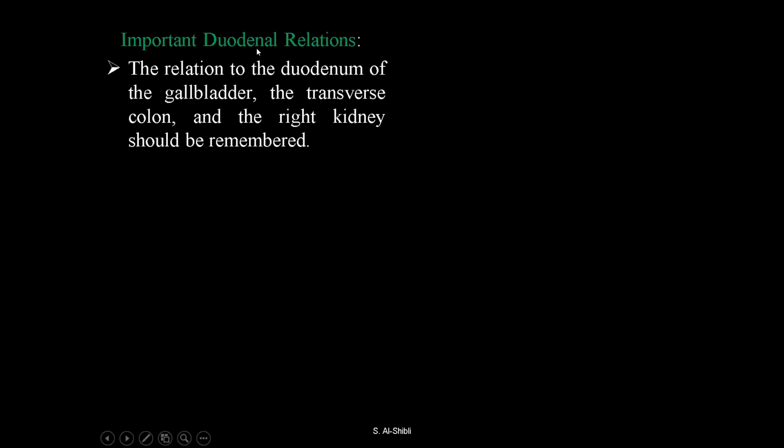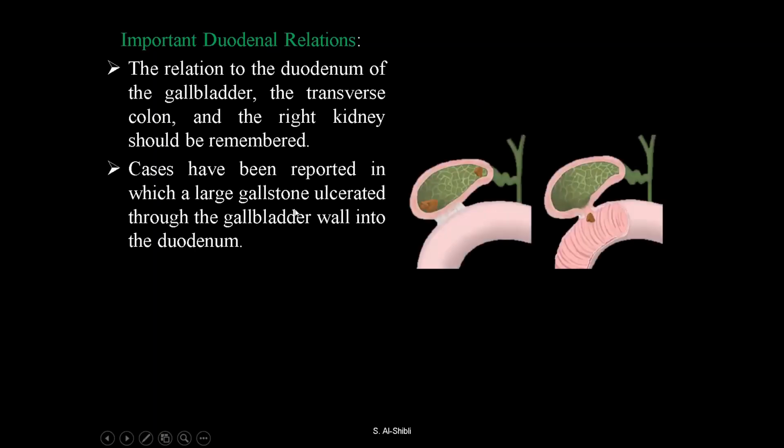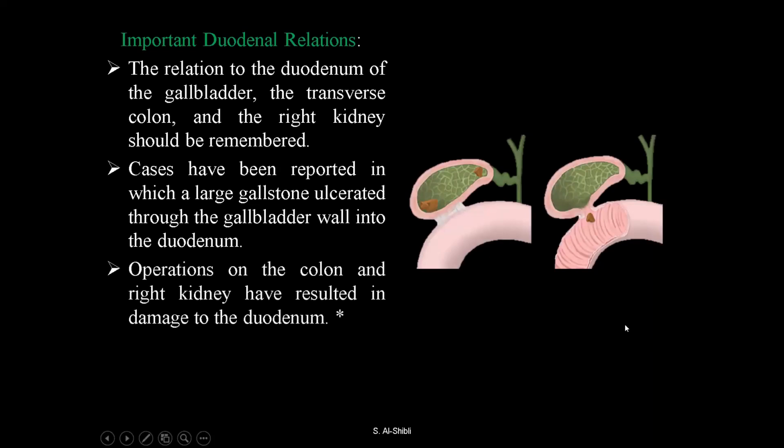Important relations of the duodenum: usually you need to pay attention to the gallbladder, transverse colon, and right kidney. Cases have been reported in which a large gallstone ulcerated through the gallbladder wall into the duodenum. Operations on the colon and right kidney have resulted in damage to the duodenum.